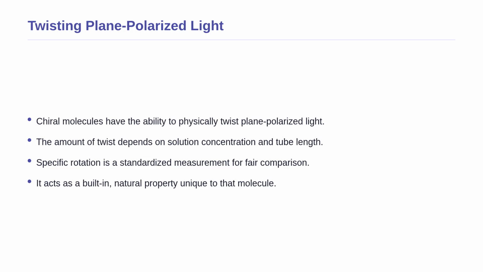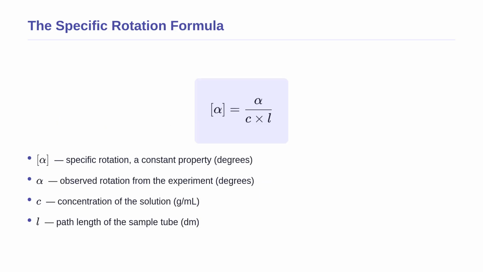But the amount of twist depends on how many molecules the light bumps into. A longer tube or a more concentrated liquid means more twisting. To compare different molecules fairly, scientists created a standardized measurement called specific rotation. Just like calculating miles per gallon for a car, specific rotation measures a molecule's built-in ability to twist light under strict standard conditions. Let us look at the mathematical formula used to calculate this standardized value.